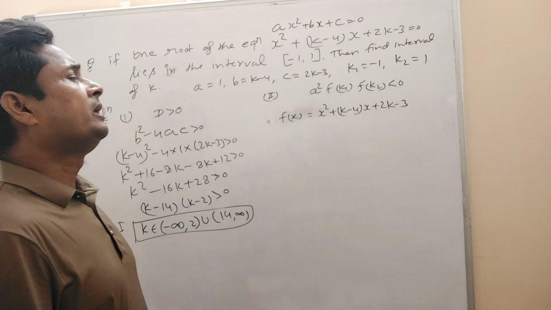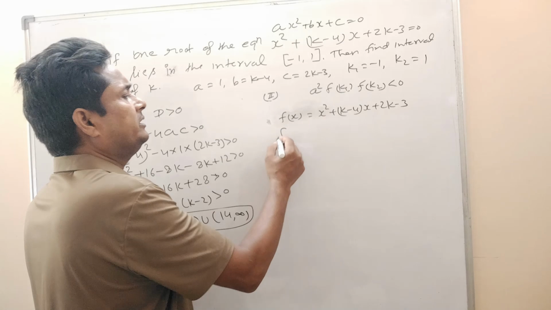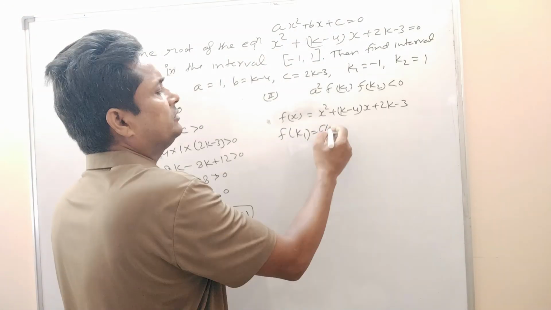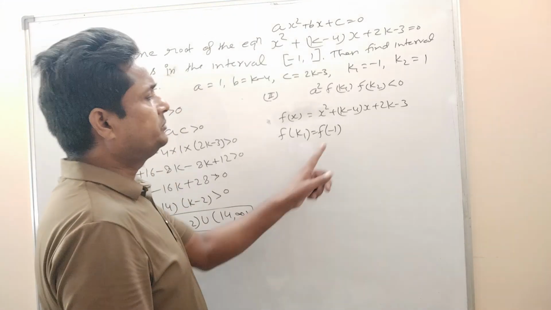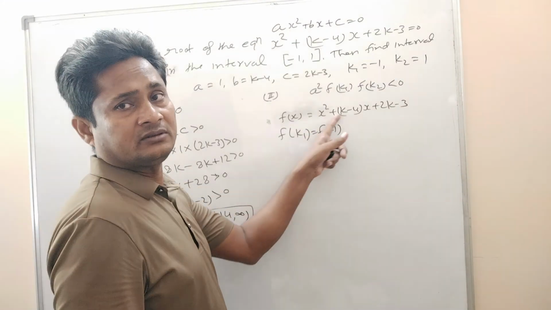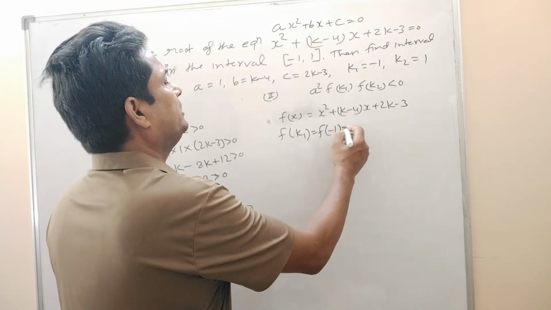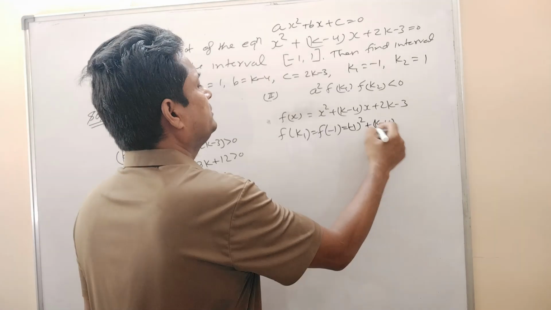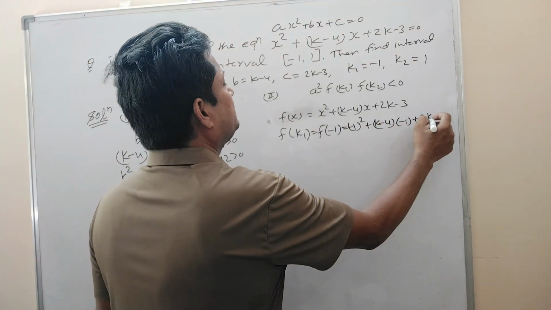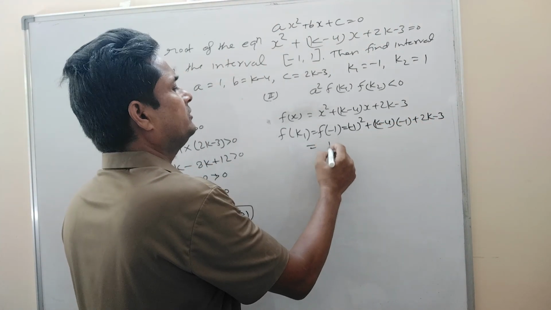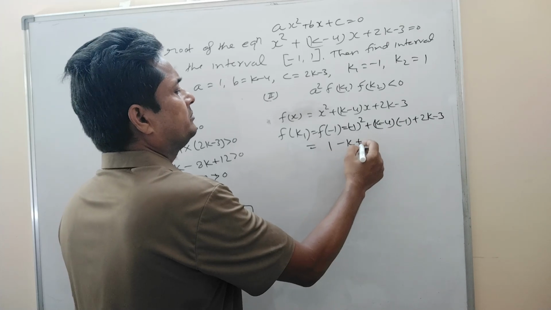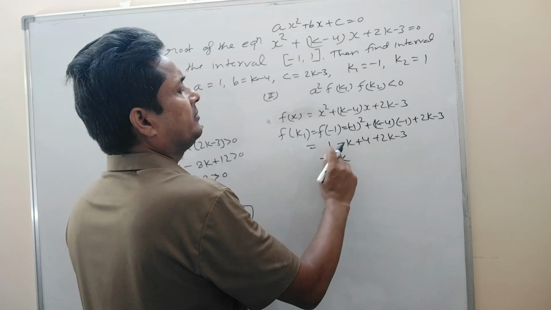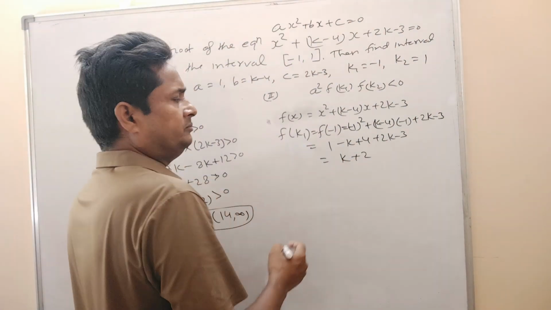Now find f of k1. f of k1 means, k1 is minus 1, that means f of minus 1. Put x as minus 1 here. So it will be minus 1 square plus k minus 4 into minus 1 plus 2k minus 3. So this is 1 minus k plus 4 plus 2k minus 3. That means it will be k plus 2.